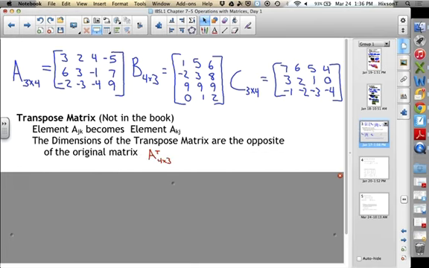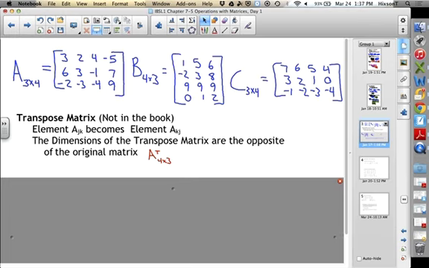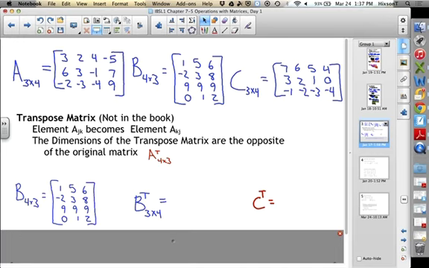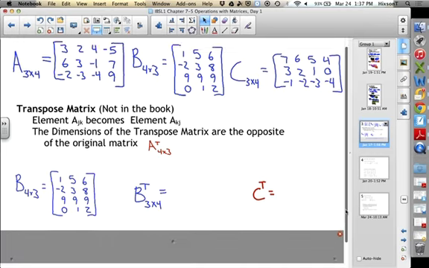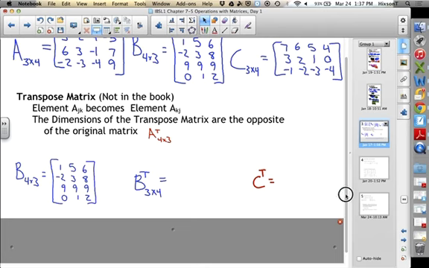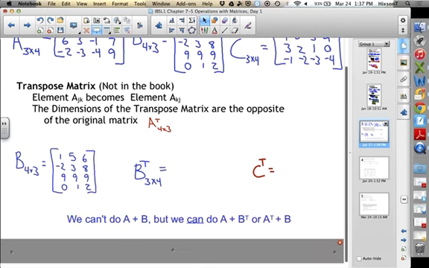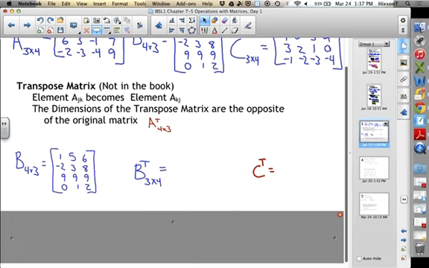Notice the dimensions end up the opposite, and here's what the notation would look like. If we did matrix A, we would write A with a capital T, or depending on what book you read, you might see a lowercase t. Doesn't matter. If it was a 3x4, it's going to end up a 4x3. When we have B as a 4x3, when we take the transpose of B, it's going to give us a 3x4. Alright, let's step through that one piece at a time.